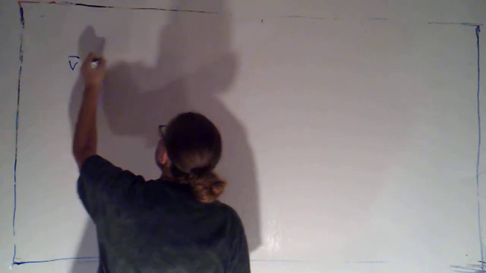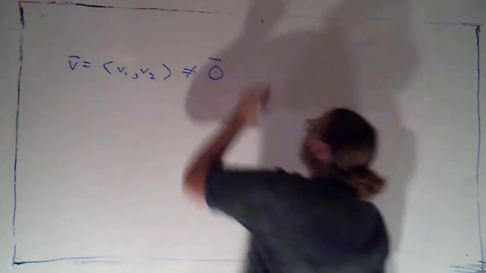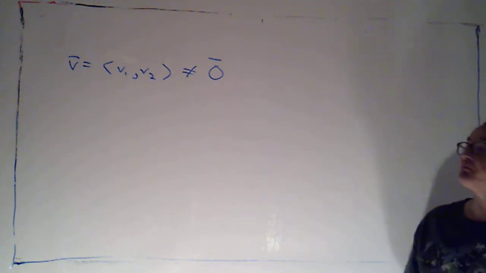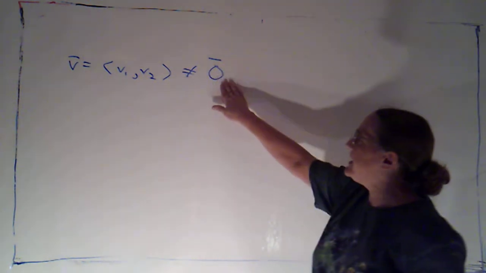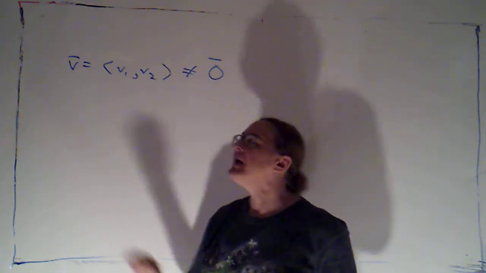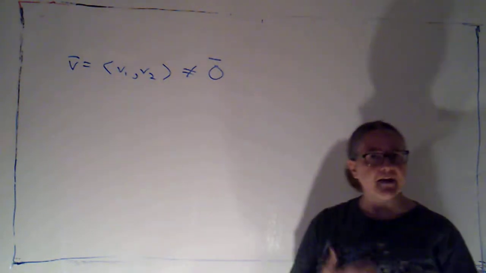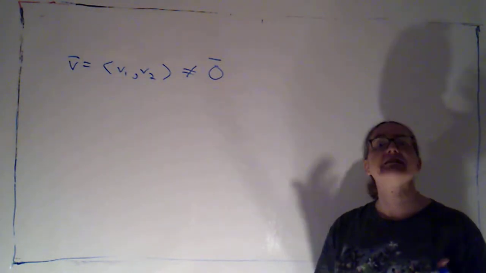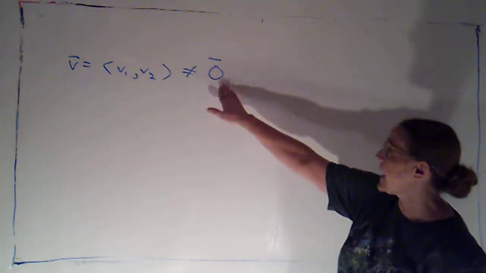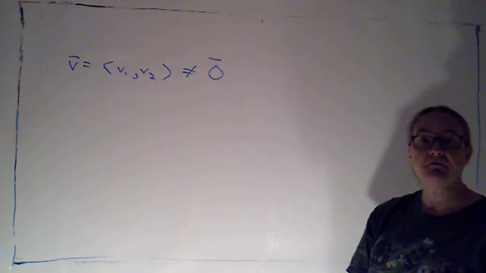So let V = (V1, V2) be a non-zero vector. Notice I wanted to say that the entire vector isn't 0 rather than saying that the components aren't 0, because they can't both be 0, but it's perfectly acceptable for one of them to be 0 as long as they aren't both. Okay. So the entire vector is not 0. V is the vector (V1, V2).